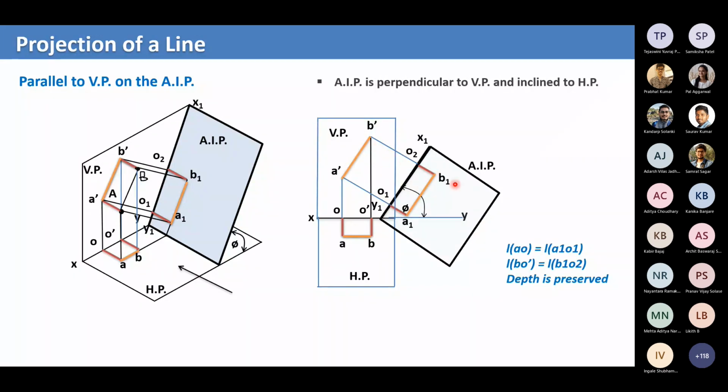Now you extend these lines beyond the plane, and you should take the dimension from the top view. So this is the top view dimension. O dash B is nothing but O2 B1. OA is nothing but O1 A1. You just forget this O dash here. There are some errors in it.